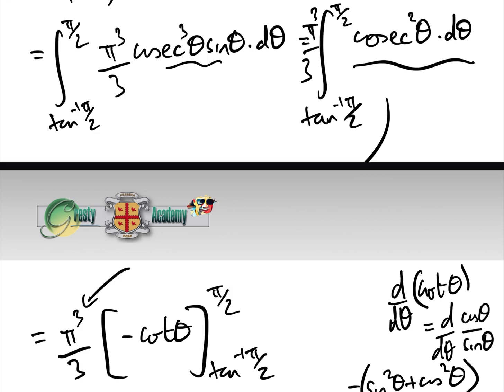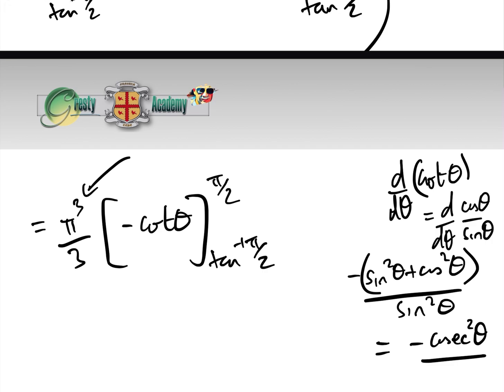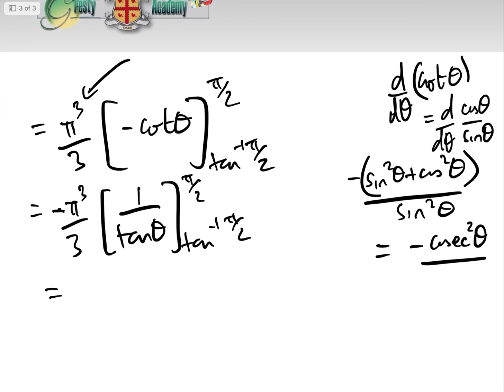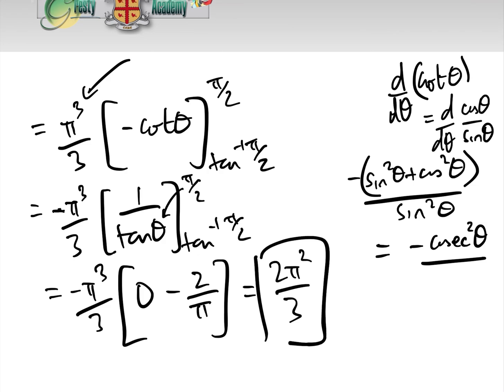So we're almost there now. So that's minus cot. So basically now we have, let's take the minus, that's minus pi cubed over 3, 1 over tan theta between pi over 2 and tan to the minus 1 of pi over 2. And that gives us minus pi cubed over 3 times 0, because tan of pi over 2 is infinite, minus 2 over pi, which equals 2 pi squared over 3.